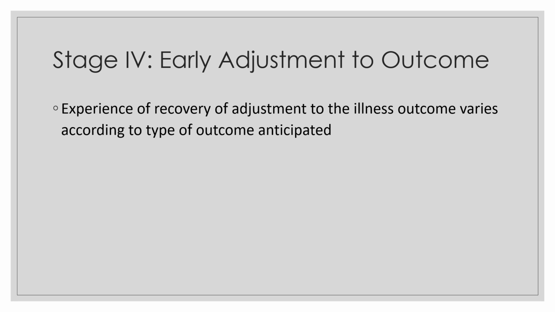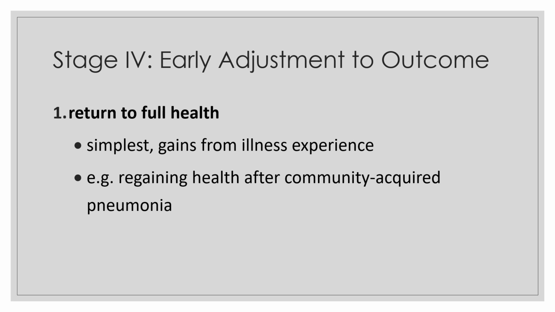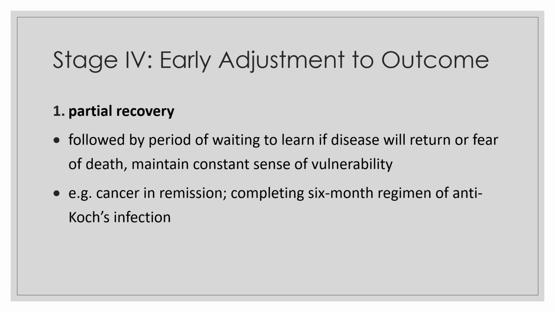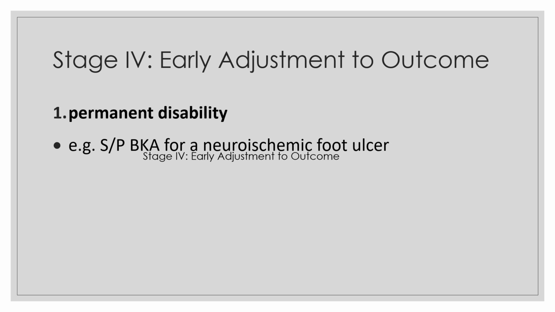Stage 4 is the early adjustment to outcome. The experience of recovery and adjustment to the illness outcome varies according to the type of outcome anticipated. So it could either be return to full health, the simplest gains from illness experience, such as regaining health after getting pneumonia. Partial recovery is followed by a period of waiting to learn if the disease will return, or fear of death, maintaining a constant sense of vulnerability. So it could be cancer in remission, completing a 6-month regimen of anti-TB meds, or permanent disability. So, for example, a bilateral knee amputation for a neuroischemic foot ulcer.